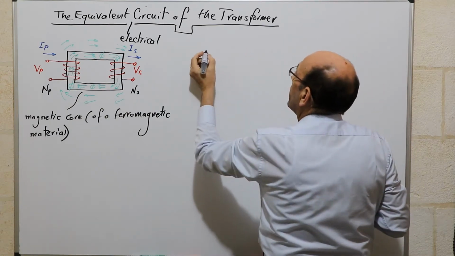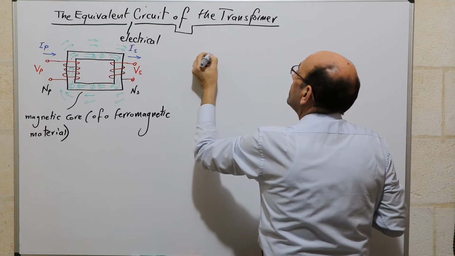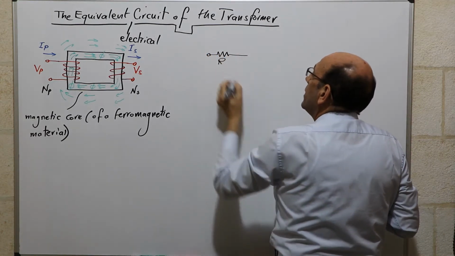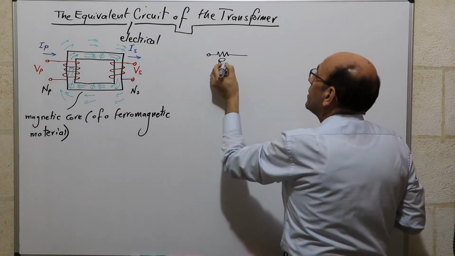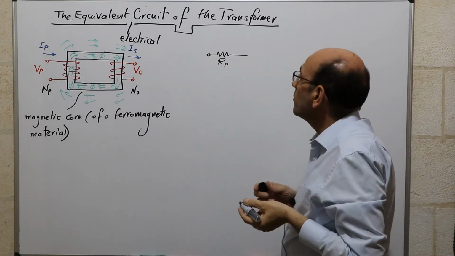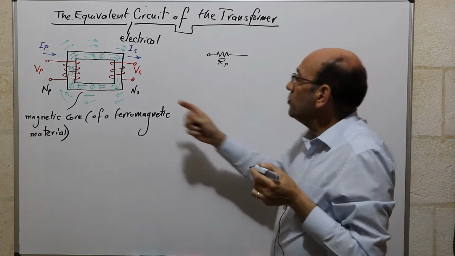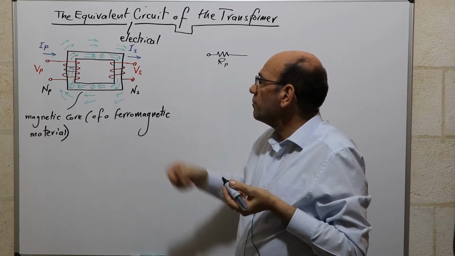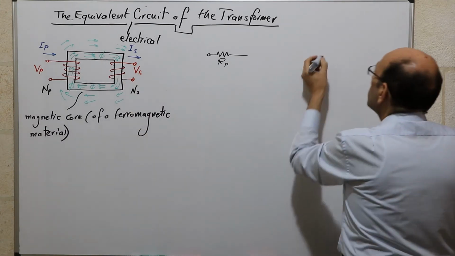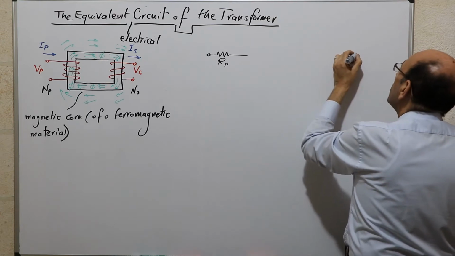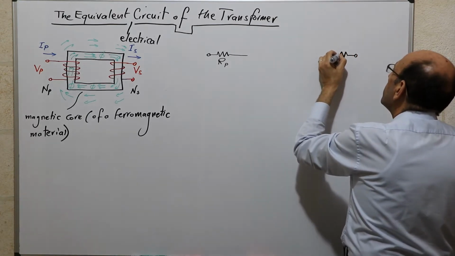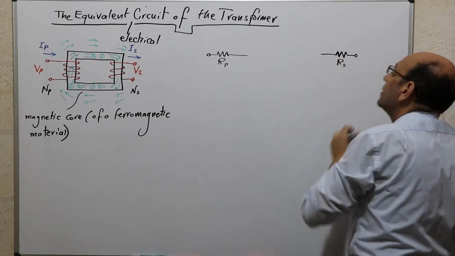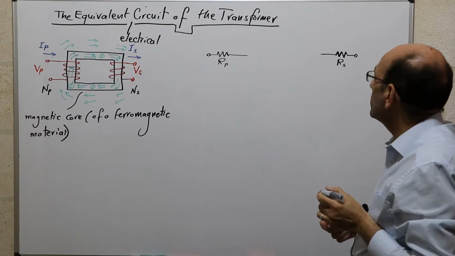And we do that by simply drawing a resistance, and we will refer to this resistance as R subscript P, from the primary. And we can do the same for the secondary. The secondary is a wire, and the wire is wound around the magnetic core, so it will have resistance, and that resistance will appear in the secondary circuit, and we will denote it as R subscript S. So that's the first step.